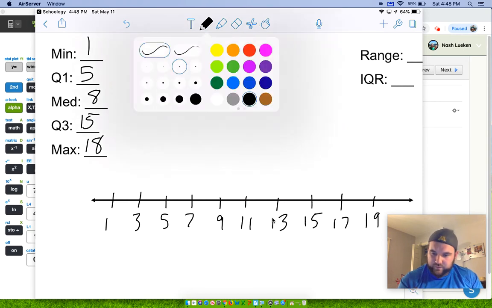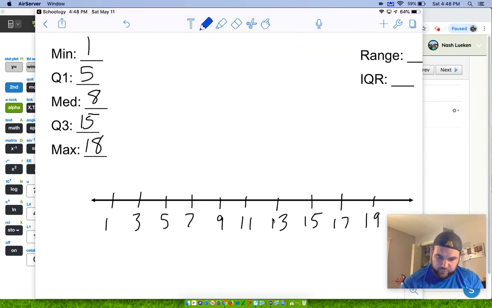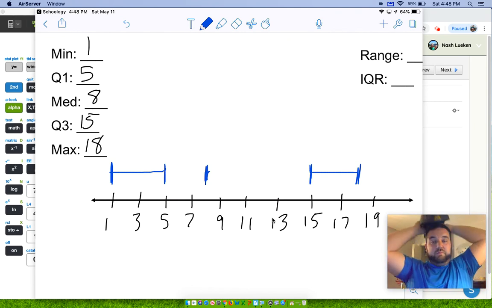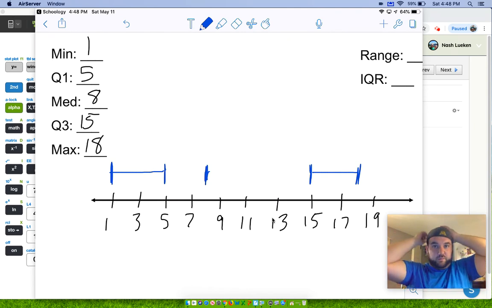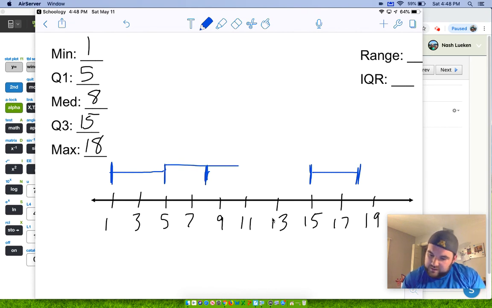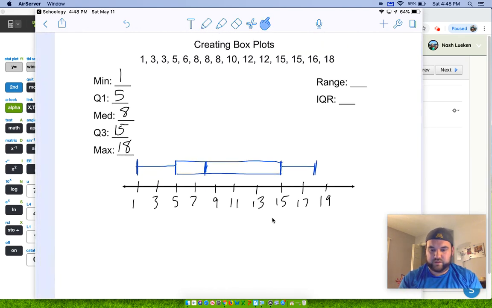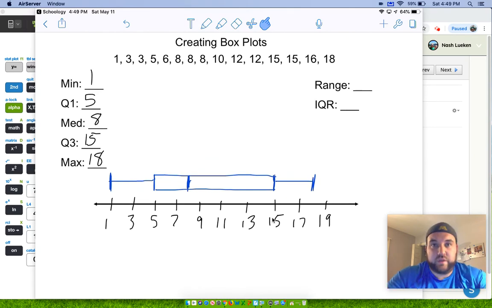So I'm going to put a vertical line at each one of the 5 numbers in the 5-number summary. So there's 1. I got a max of 18. Third quartile is at 15. Median is 8. And the first quartile is 5. Okay. So then I get, these are the whiskers going from the minimum to the first quartile and from the maximum down to the third quartile. And then the rest of this, I'm going to create the box. Oh boy. So the box spans from Q1 all the way across to Q3. Okay. So there's my box plot.